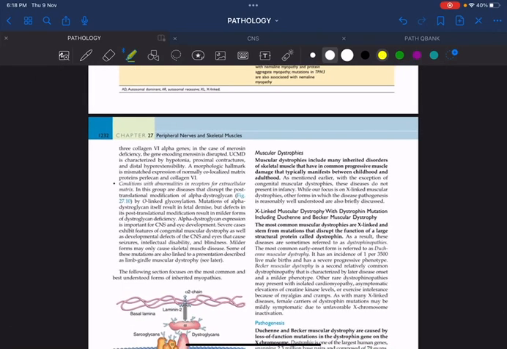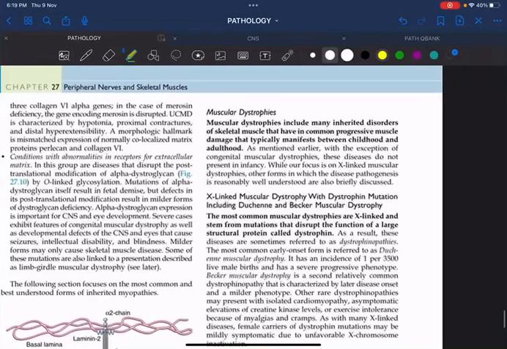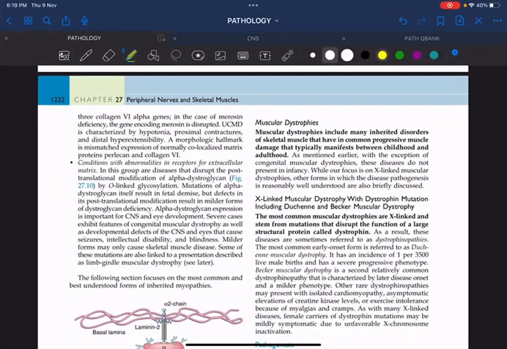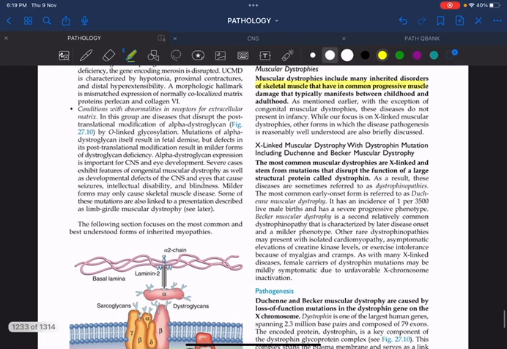The next condition I would like to discuss is Duchenne muscular dystrophy. What are muscular dystrophies? They are inherited disorders of the skeletal muscle, in which there will be progressive muscle weakness, which manifests mainly during childhood and adulthood. The one which needs special mention is Duchenne muscular dystrophy, an X-linked recessive disorder because of a mutation in the gene for the protein called dystrophin. You know, dystrophin is the largest protein in the body.